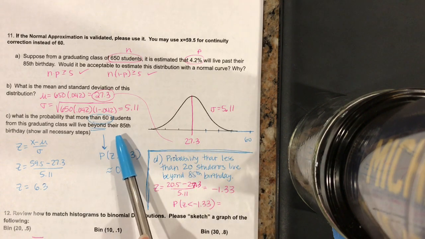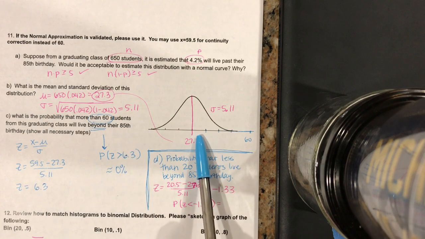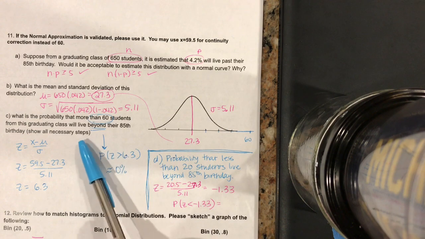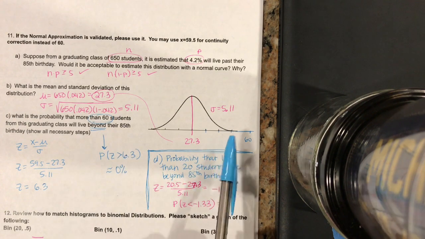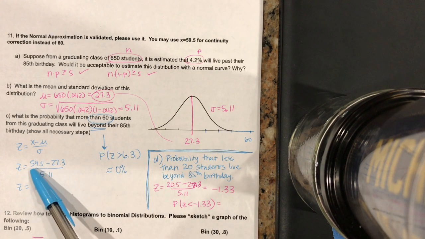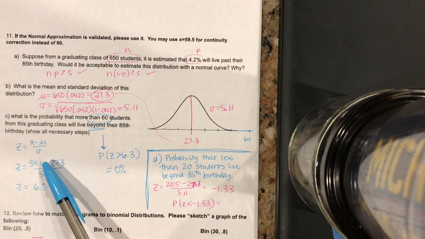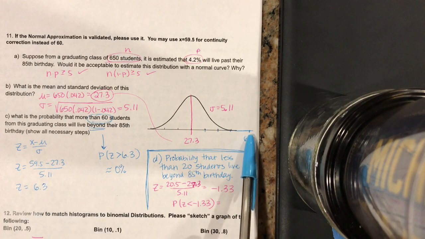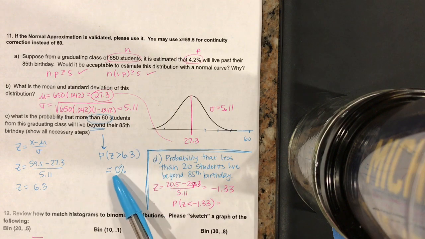What's the probability more than 60 students are going to live beyond their 85th birthday? That's going to be so far out. And when we do the z-score formula, okay, I used the 59.5, but it didn't really matter if I would have used a 60 there. It wouldn't make much difference. My z-score is all the way out at positive 6.3. So the probability that we have more than 60 students, think of what part of the normal curve is shaded, is practically 0%. So I made up a new, more realistic question.